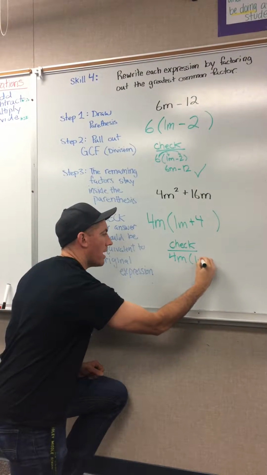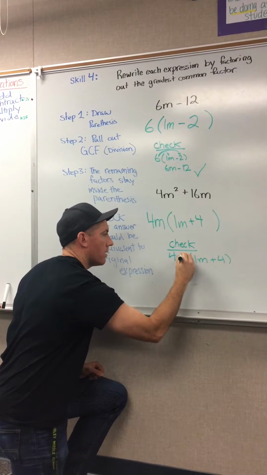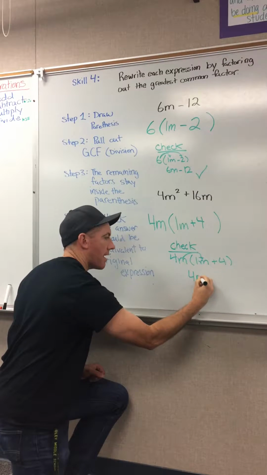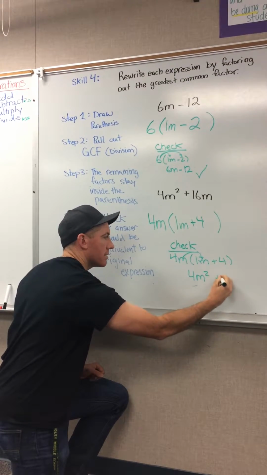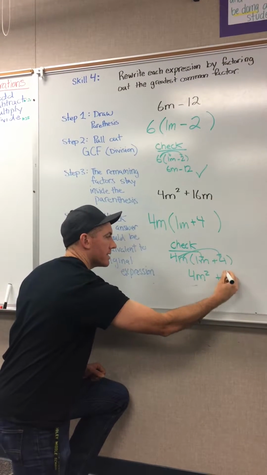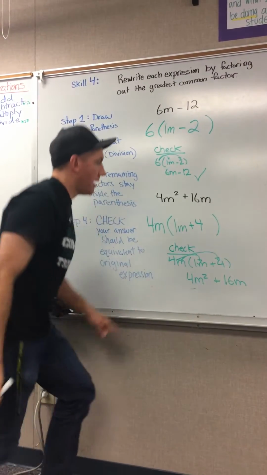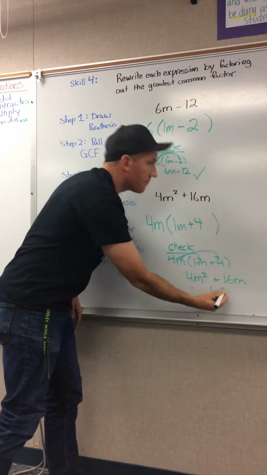I do my check. 4m times 1m plus 4. Sure enough, 4 times 1 is 4. M times m is m squared. Plus 4 times 4 is 16. And I have 1m. And that's the same, so our check is good.